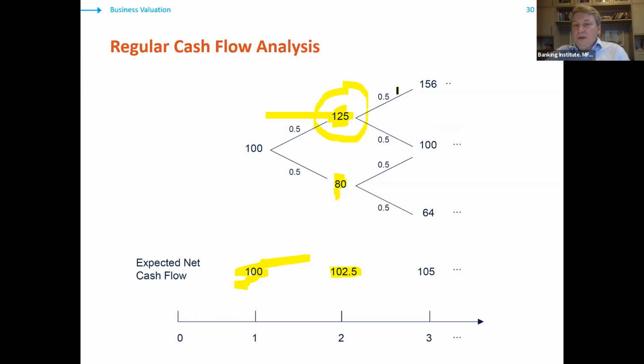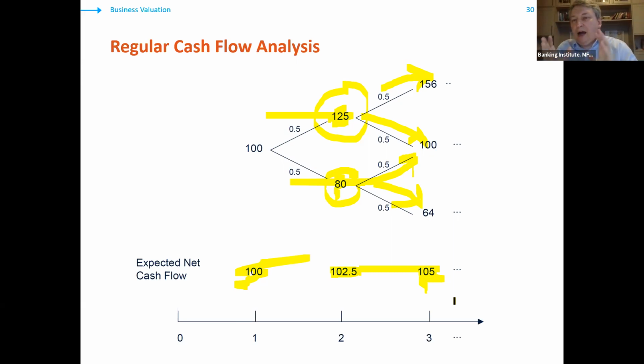And then from the good node, we can get to 156, or we can go down back to 100. And from the bad node, we can go up to 100 or down further to 64. So the average expected cash flow here is 105. This is exactly how we would do that with a public company. We would forecast possible outcomes for this company, calculate expected outcomes. Later, we could analyze risks of going up and down. That would be our sigma. Maybe we would change that sigma in our analysis to beta, but those are our risks anyway. And in the middle of that, our expected cash flow.